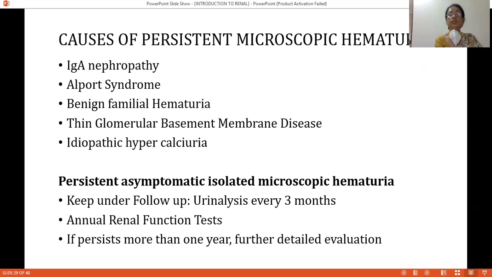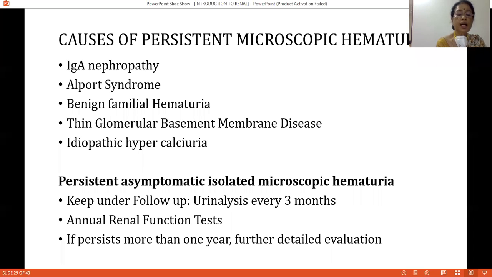Now, causes of persistent microscopic hematuria. So these are the causes: IgA nephropathy, then Alport syndrome, benign familial hematuria, thin glomerular basement membrane, idiopathic hypercalciuria, persistent asymptomatic isolated microscopic hematuria. So these are asymptomatic, isolated microscopic hematuria.